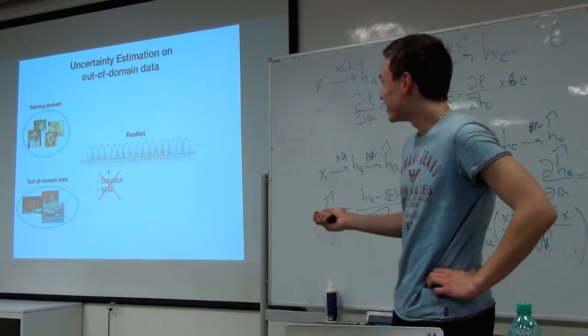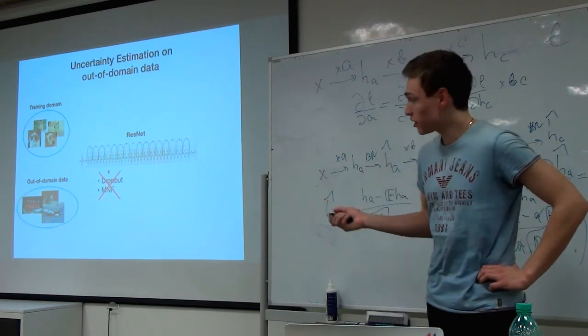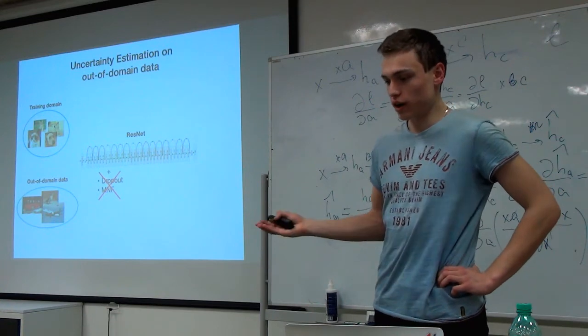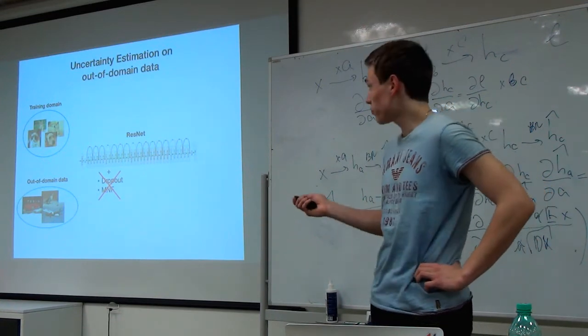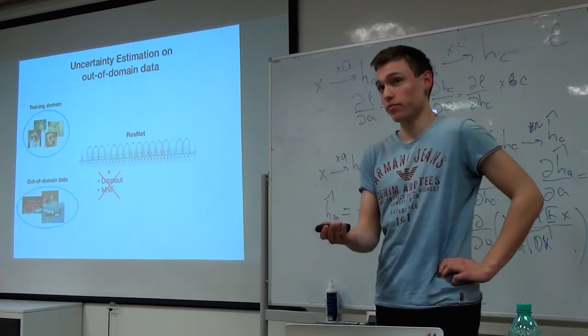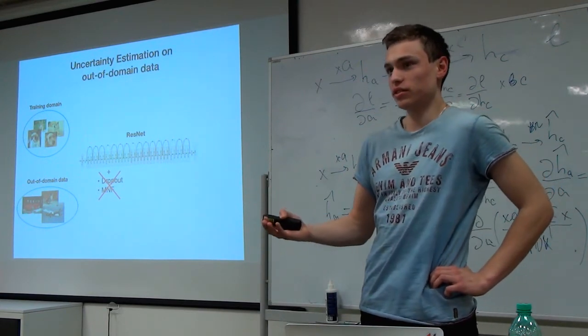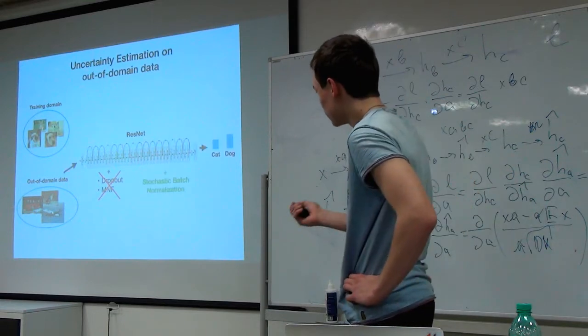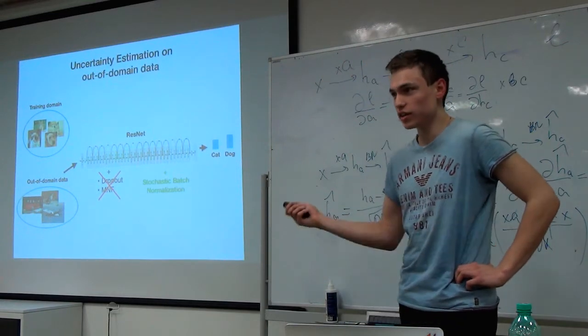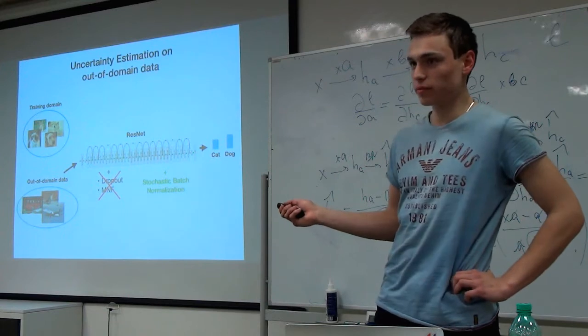Okay, but this architecture, and so every deep architecture, actually uses batch normalization. And as we saw, batch normalization uses some stochasticity. So we can use stochastic batch normalization here and address this issue for residual networks.